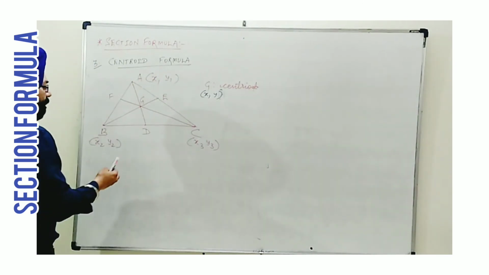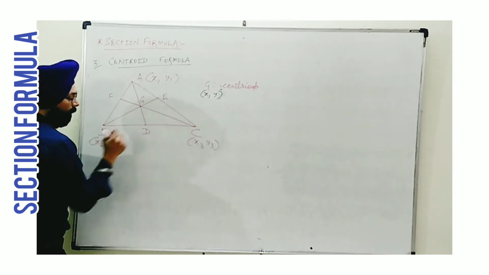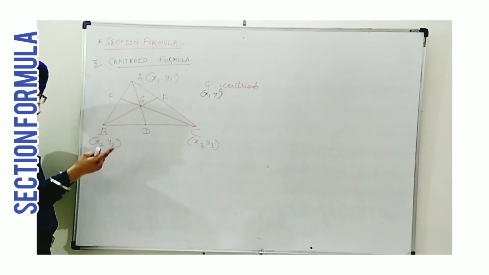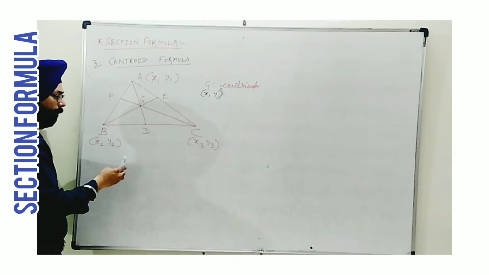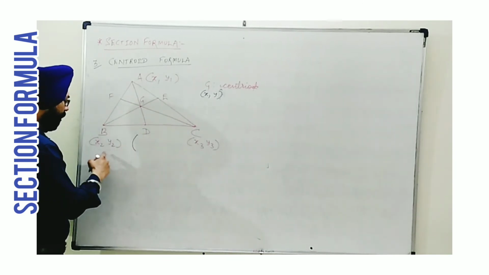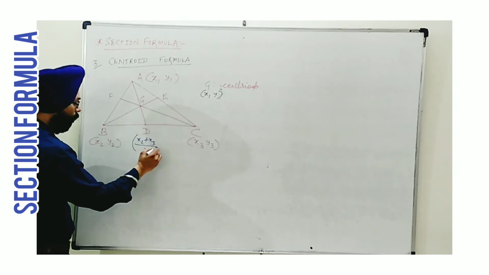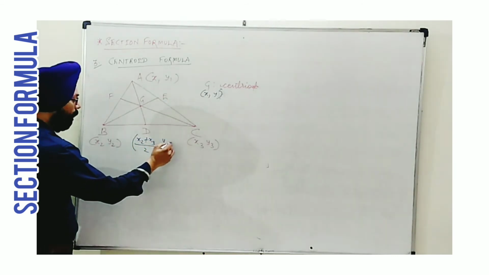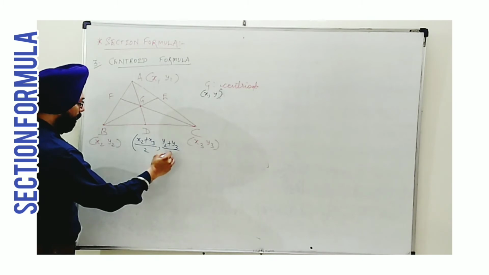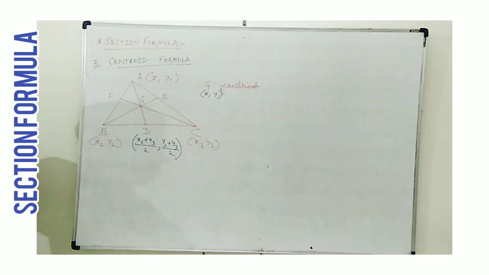Okay. Let's start. D is the midpoint of BC. Since it is the midpoint, we can use the midpoint formula, which was recently taught to you. So D we can directly write as x2 plus x3 by 2, comma y2 plus y3 by 2. This we have done.